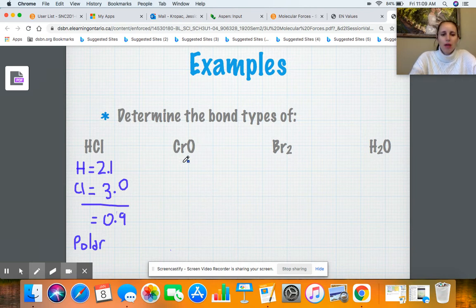Here we have chromium oxide. So in this case, CrO. So we're going to go ahead. Cr has an electronegativity from that chart of 1.6. And oxygen from that chart has an electronegativity value of 3.5.